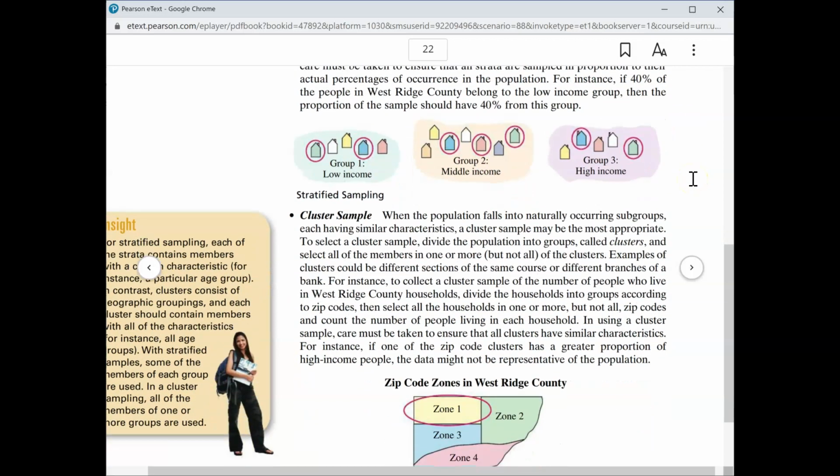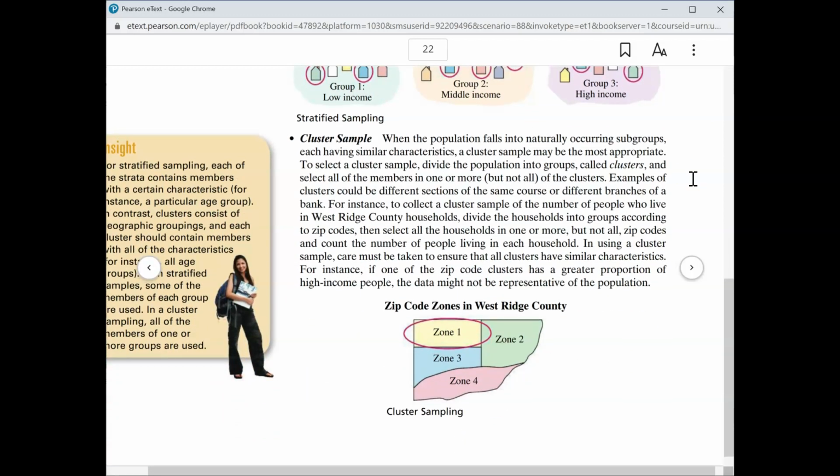It's just really important to have an unbiased sample. The mathematical definition of unbiased is representative of the population you're trying to study. That's it. It is representative of the population.